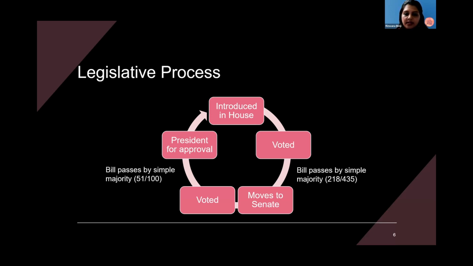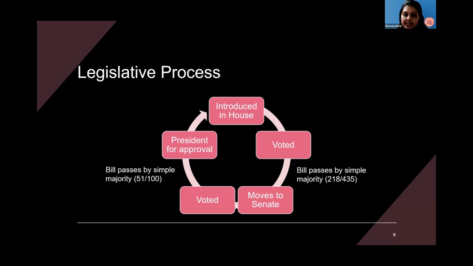If released by the committee, the bill is put on a calendar to be voted on, debated, or amended. If the bill passes by a simple majority, that is 218 out of the total 435, it then goes on and moves to the Senate. And there is a similar process where it is assigned to a different committee.